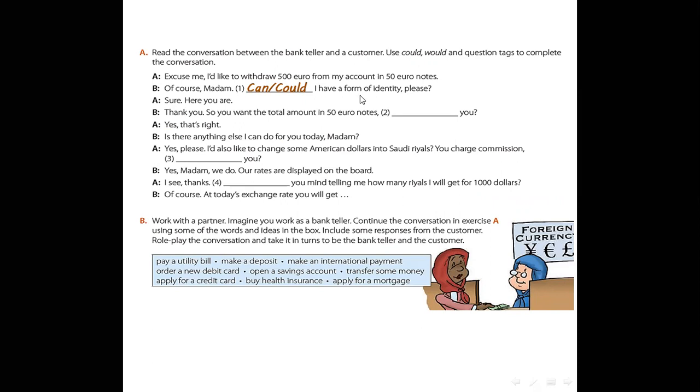So you want the total amount in 50 euro notes, ...? Here it's a tag question. So we must determine where the verb is. The main verb here is want, so we will use do, does, or did. And the sentence is positive, so the question tag should be negative. So the answer will be, don't you? Don't you? Yes, that's right.